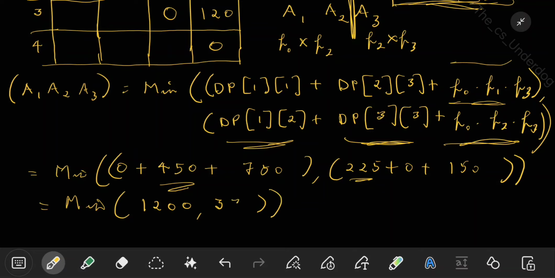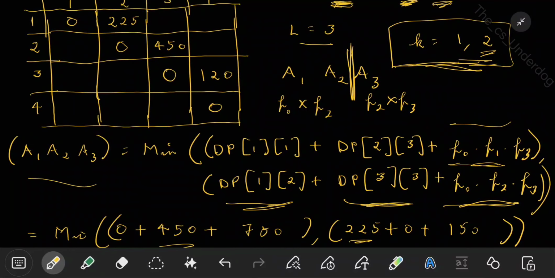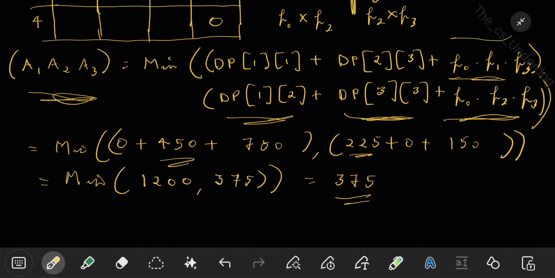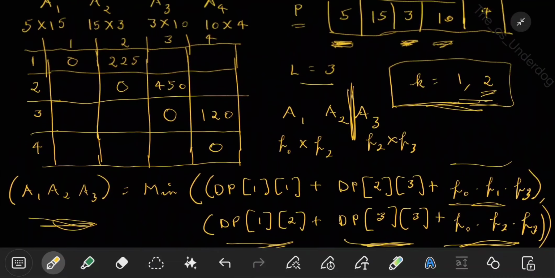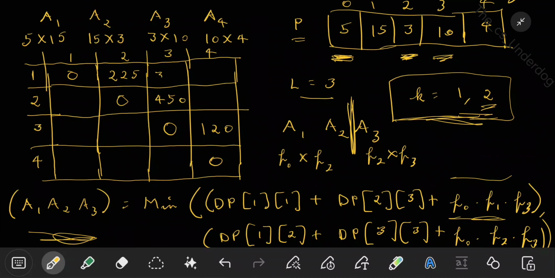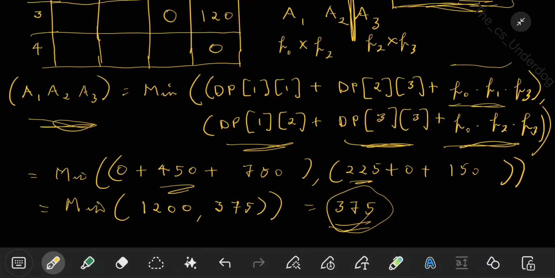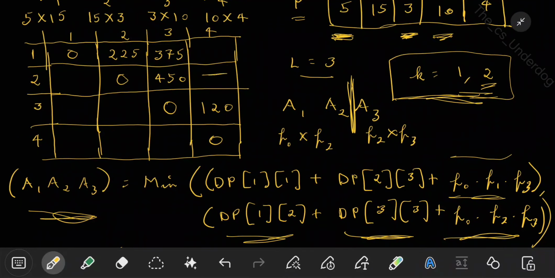Which is smaller? You have to find the minimum of these two, 1200 and 375. So the minimum value is 375, which means the value to be filled inside dp13 should be 375. So I'll fill 375 here. 375 is filled.